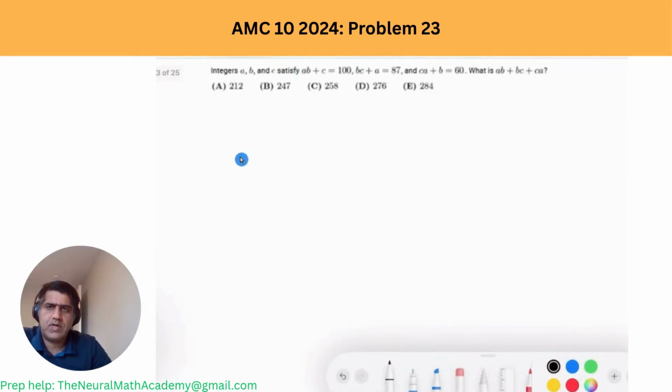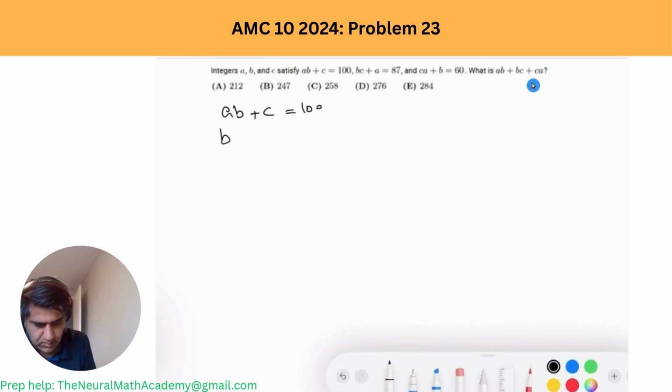Let's look at problem 23, where we are given that integers a, b, and c satisfy these three equations, and we have to find the value of ab plus bc plus ca. If you look at the equations, we have three equations: ab plus c equal to 100, then bc plus a equal to 87, and ca plus b equal to 60.